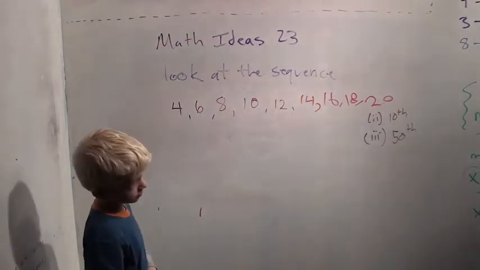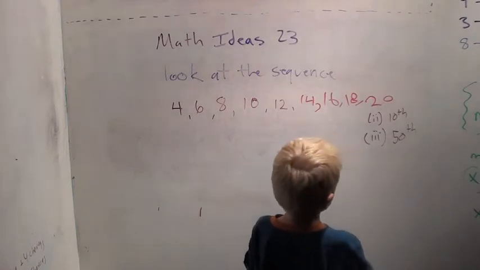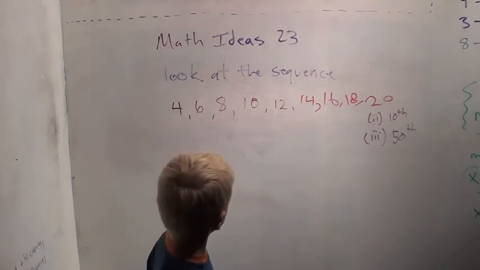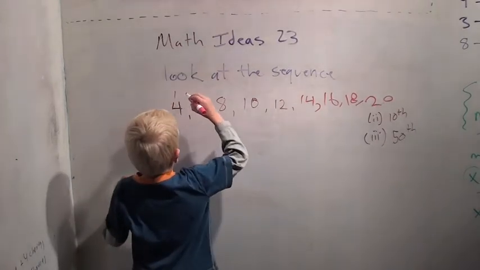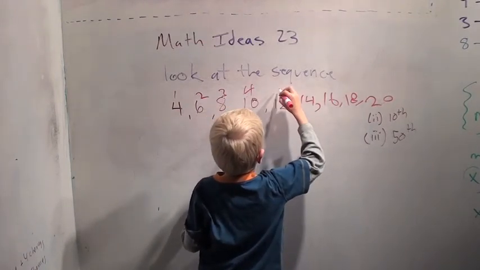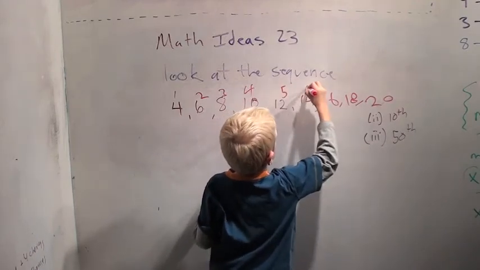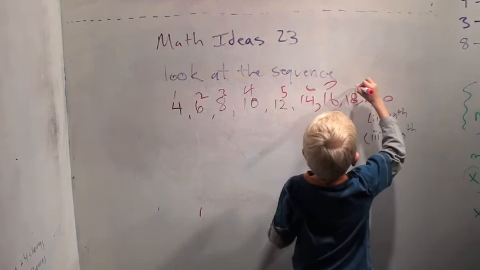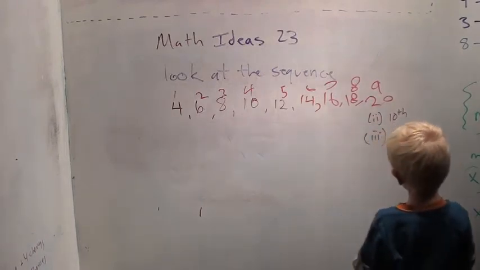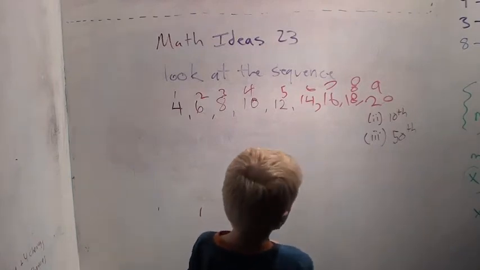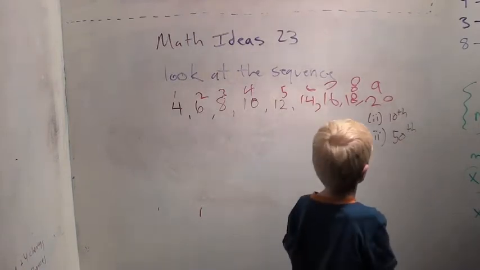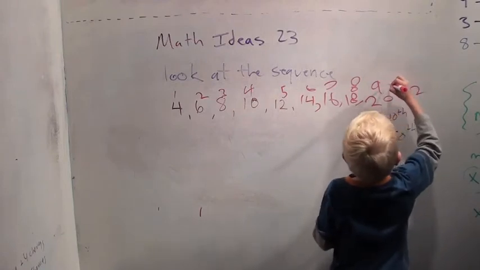Okay, what's the 10th term going to be? 12. No. How did we figure this out before? That's 1, 2, 3, 4, 5, 6, 7, 8, 9. So what's the 10th term going to be? 21. No, 22. 22? Okay, 22 is the 10th term.